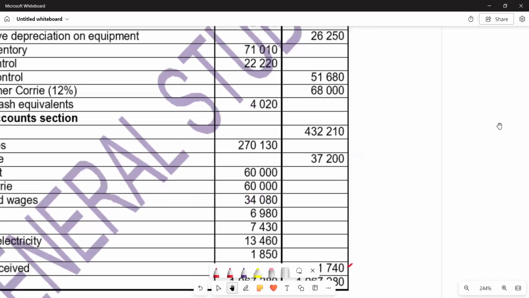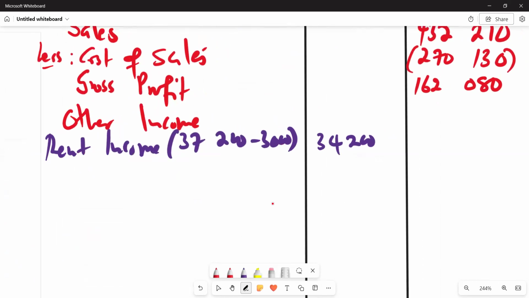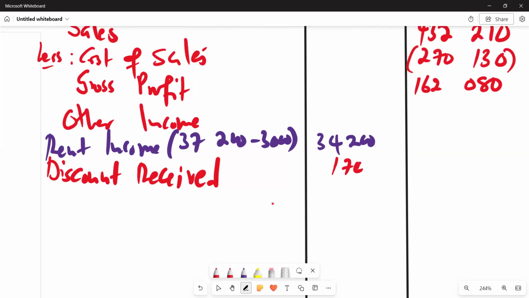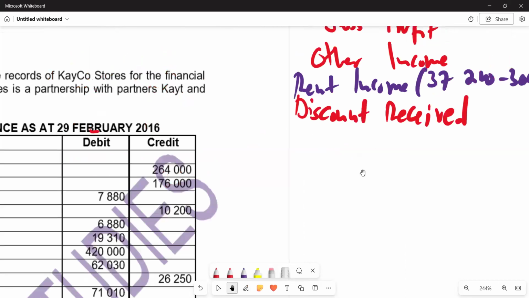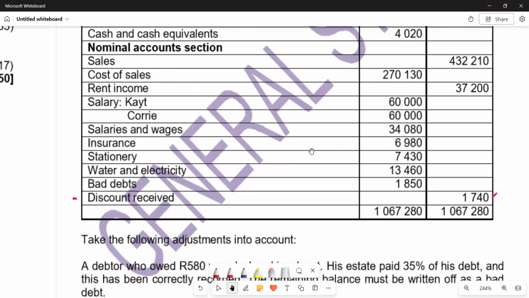So if you come here, we are saying rent, we are saying discount receipt, and the amount that we have there for discount receipt is 1,740. So this is what we have. Then we go again to check if we've got any other income that we can include. We see that discount receipt is the last thing. So we can go to additional information to see if we've got any other income that we should check there.